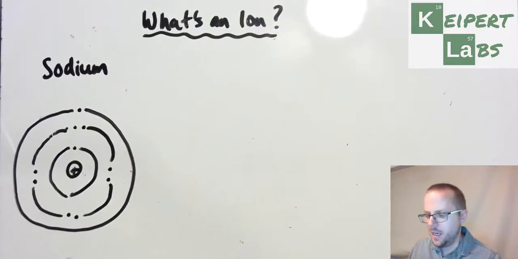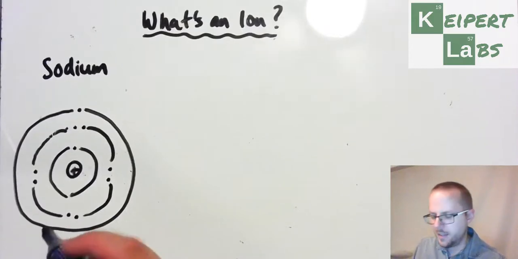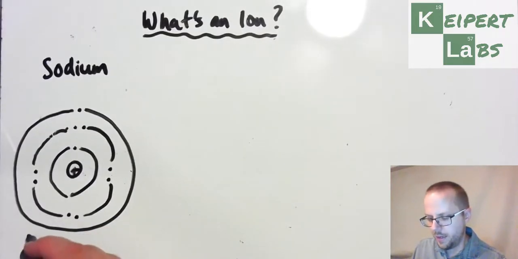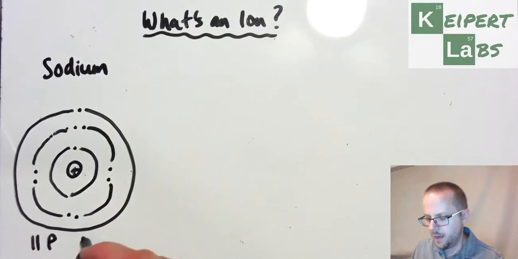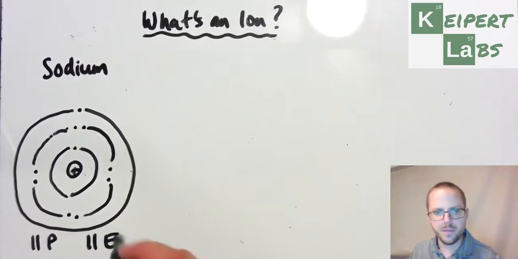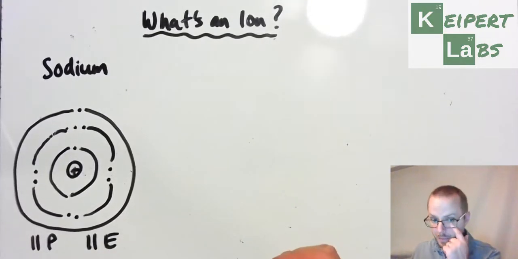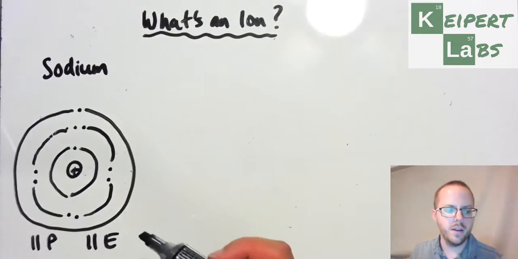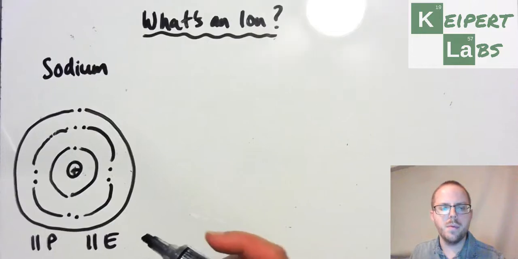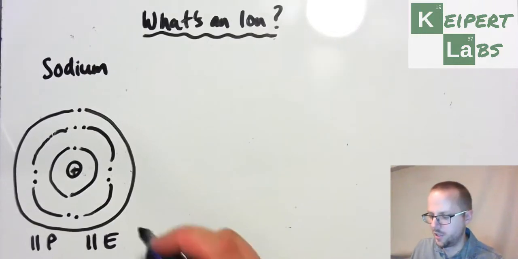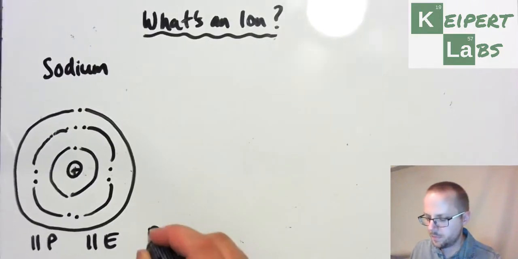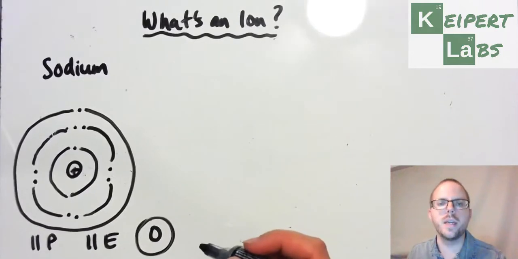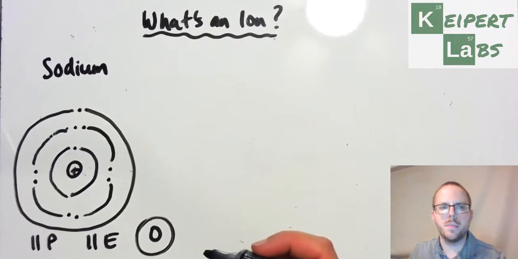Looking at this atom of sodium, inside its nucleus we've got 11 protons, and 11 electrons orbiting around the outside. We talked about this idea that an atom is balanced, so it has a charge of 0. It's neutral, with a precise balance of positive and negative charges.